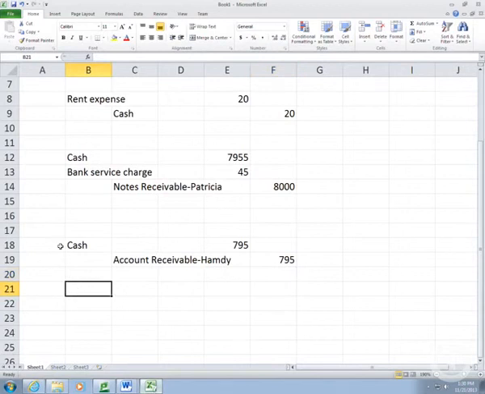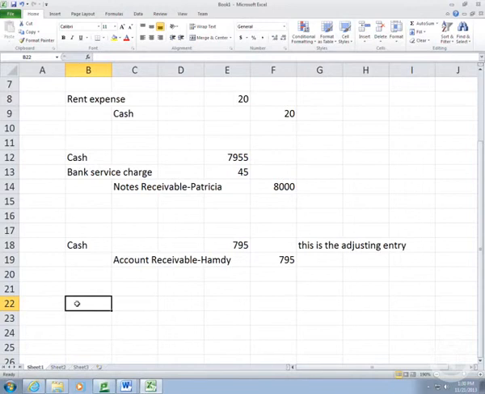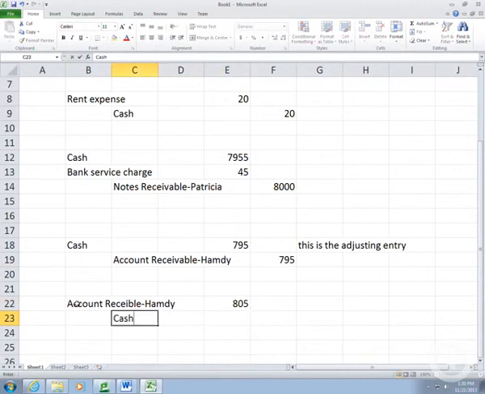Now what do I do? This is not the adjusting entry. So what is the adjusting entry? What am I going to do? I'm going to be forgiving. I'm going to go back and bill Hamdi again. Am I going to bill him for $795 or $805? $805. So I'm going to go back, debit account receivable $805, and credit cash $805. So now next time he receives the bill, he's going to see a bill for $805 and pay me again. Okay? So this is the adjusting entry.